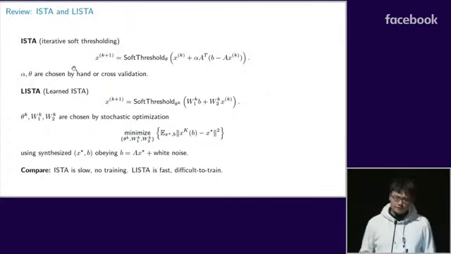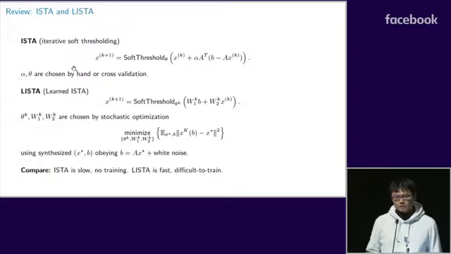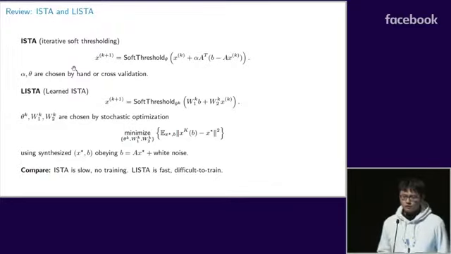To compare ISTA and LISTA, ISTA is slow to converge, but it's easier to tune, and it is free of training. LISTA is fast, but it is difficult to train. So our methods actually improve the training of LISTA.